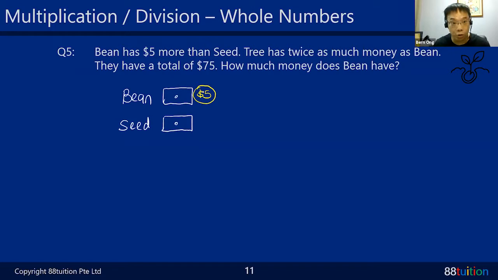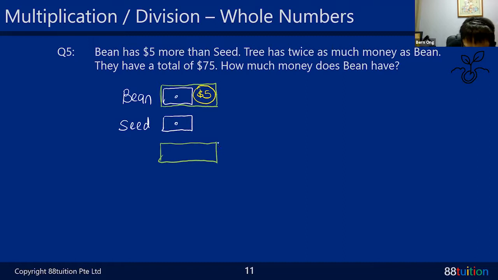Then what happened? There's another person called Tree. Tree has twice as much money as Bean. How much did Bean have? Bean has this amount. Look here. This is the amount that Bean has. Tree got twice, so this is one time, and this is another time. And look at the pattern.